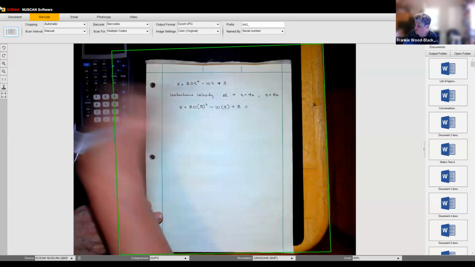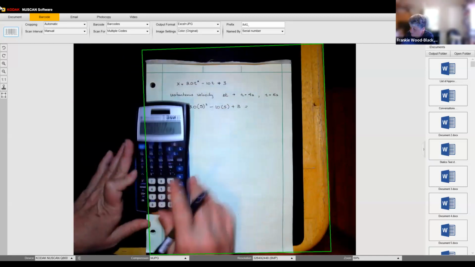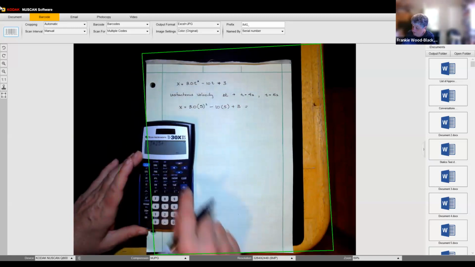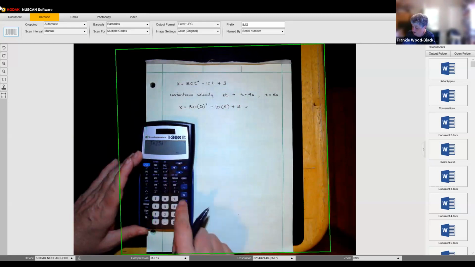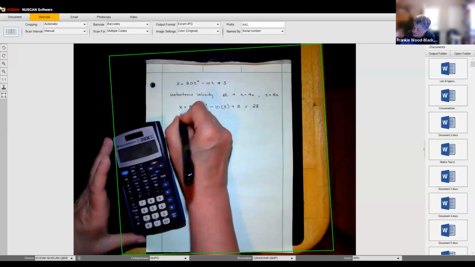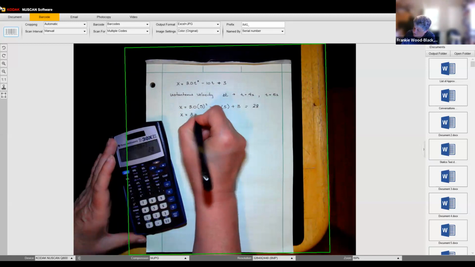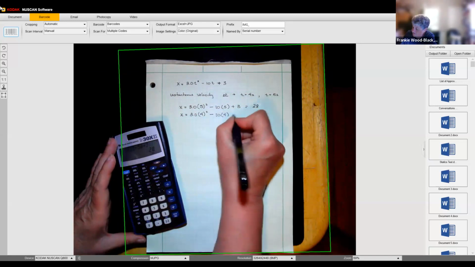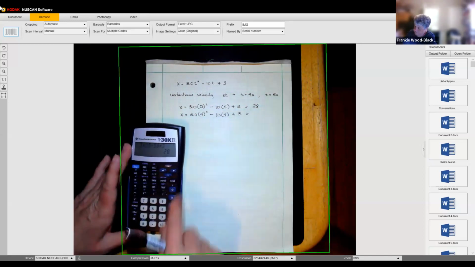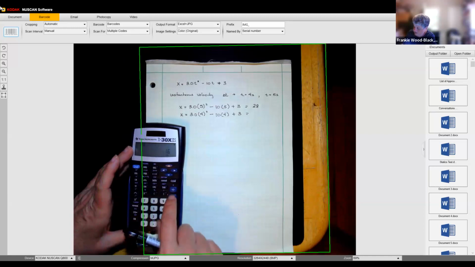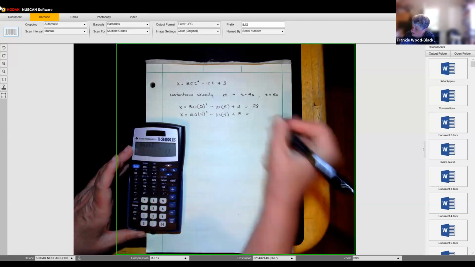So I'm going to calculate what that X is. So I'm going to have 3 times 25 minus 50 plus 3 gives me a value of 28. I'm going to calculate X at 4 seconds. So I've got 4 squared times 3 minus 40 plus 3 gives me 11.